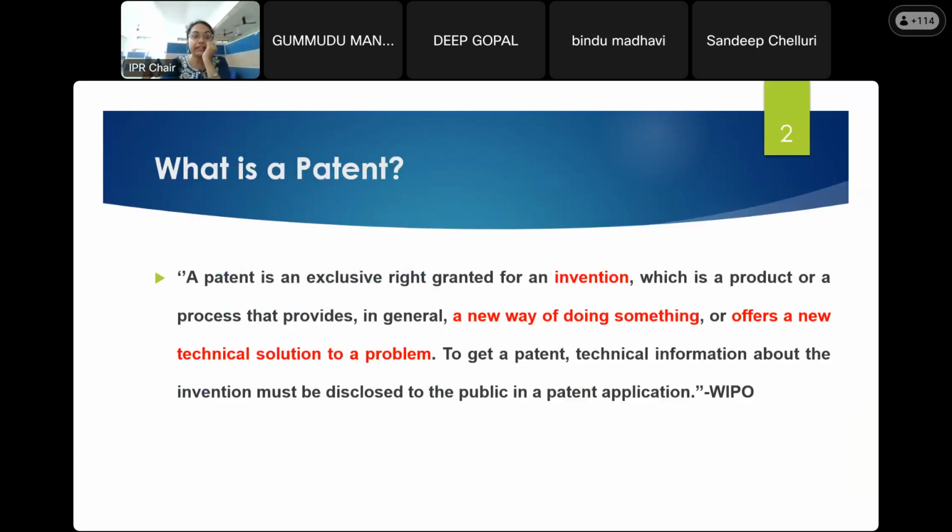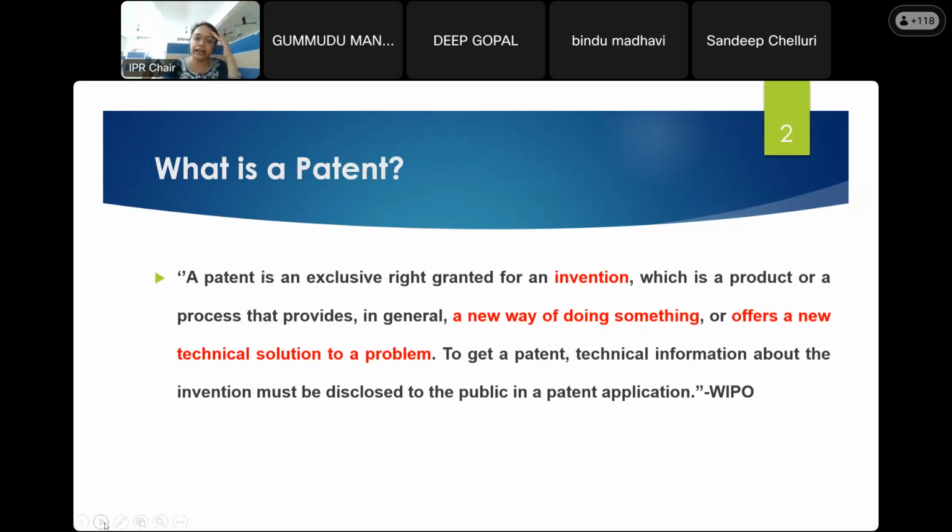What is a patent? A patent is an exclusive right granted for an invention. You have to remember these words that I have written in red font. So patent is for an invention. It can be a product or a process. If it is a product, it offers a new technical solution to a problem. If it is a process, it is a new way of doing something. To get a patent, technical information about the invention must be disclosed to the public in a patent application.